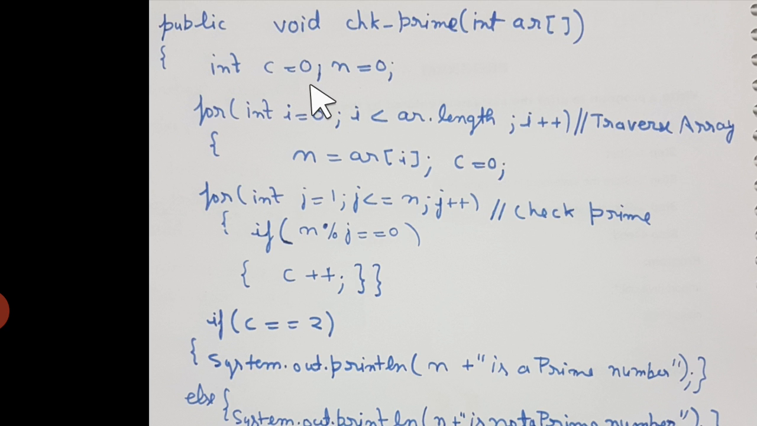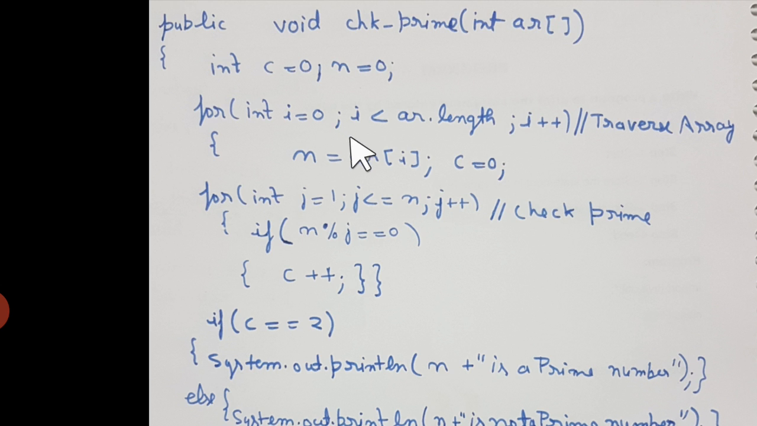Okay. But this time what is happening here, the logic of prime is embedded inside this loop for traversing the array, because we need to traverse the array, pick up the element, right, and then check whether it is prime or not. So we have to run the same loop which we have already executed in the input function and the display function.